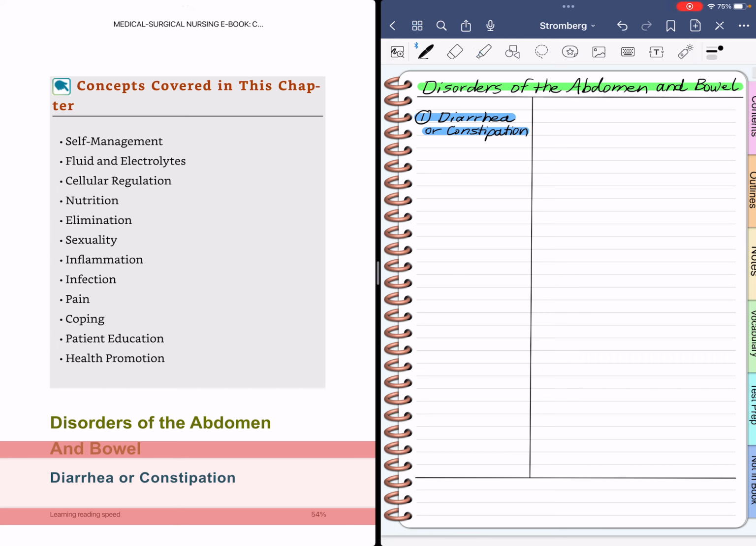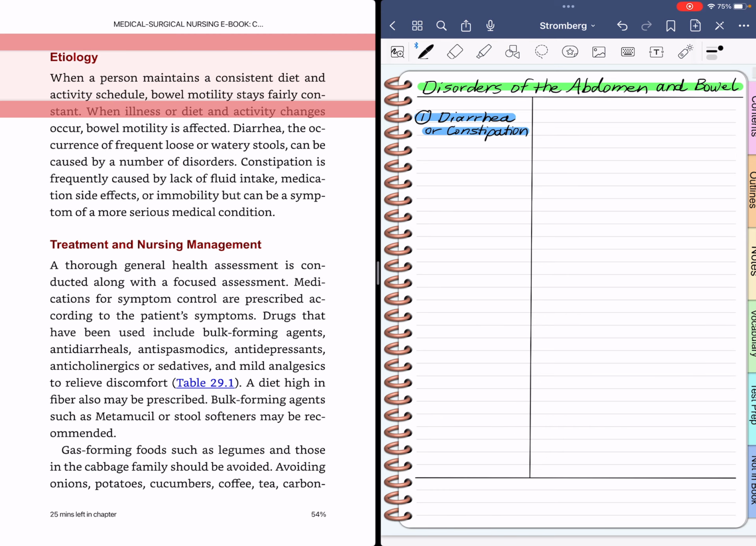And then I'm going to keep scrolling in my textbook. Then I come to this red header and I see the word etiology.